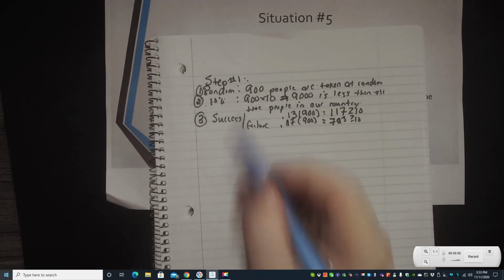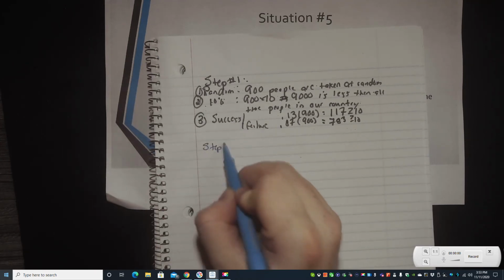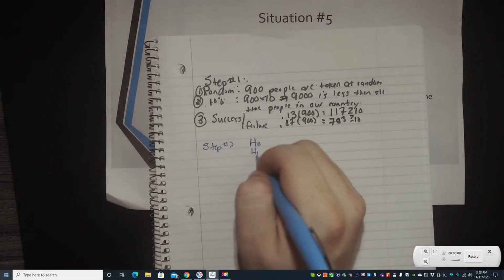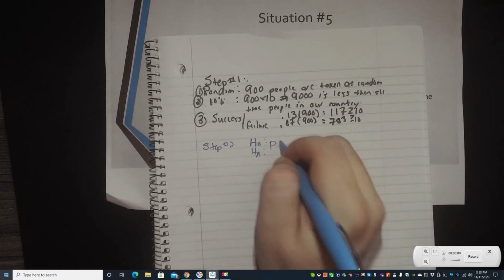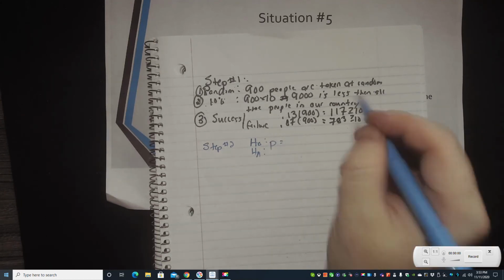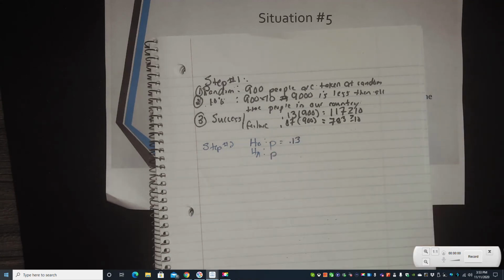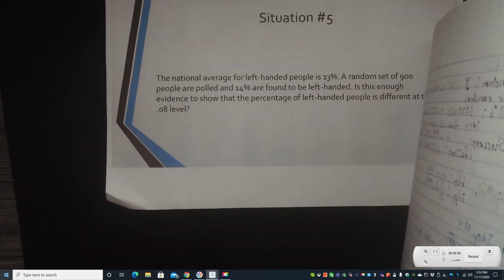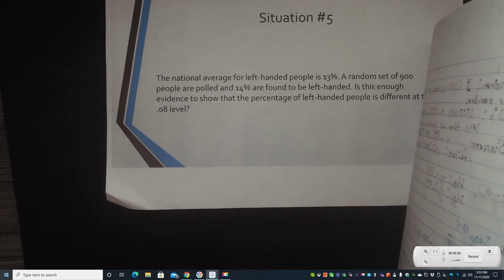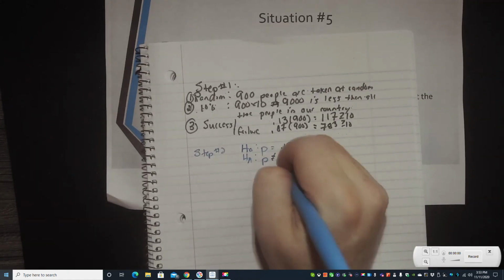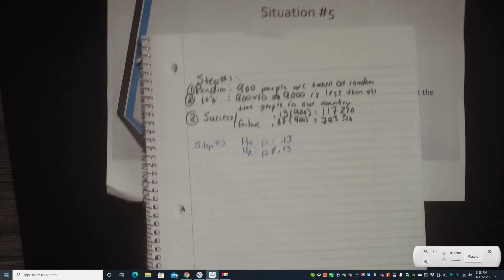And then I have a null and an alternative hypothesis. My null is going to be p equals 0.13. My alternative is going to be, let's see, evidence shows the percentage of left-handed people is different. So different is just not equal to.